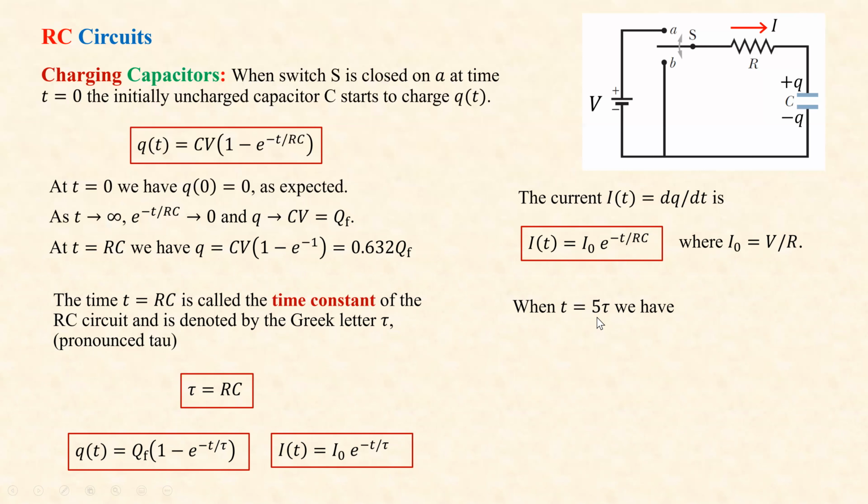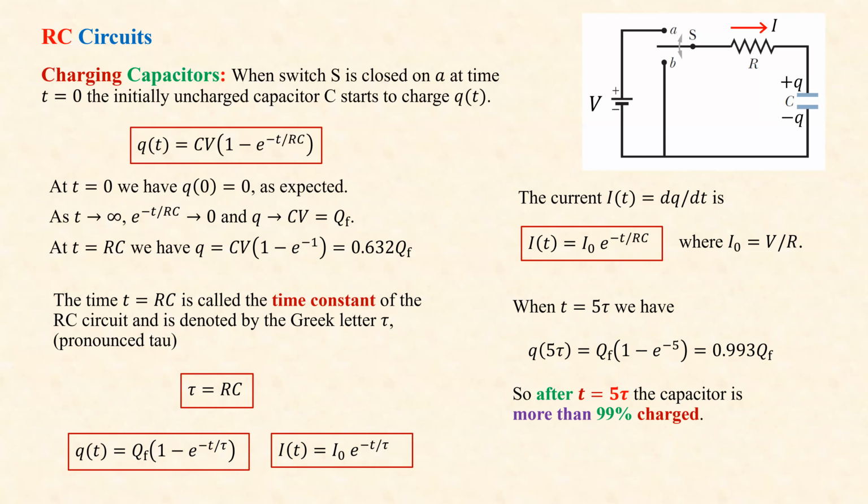if time is equal to 5 time constants, we have Q equal to final charge times 1 minus e to the negative 5 tau over tau, which is e to the negative 5 here, a very small number. So it becomes 0.993 QF. It means that in 5 time constants, the capacitor is almost charged. After t equal to 5 tau, the capacitor is more than 99% charged.